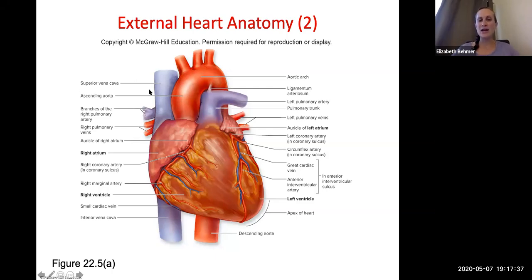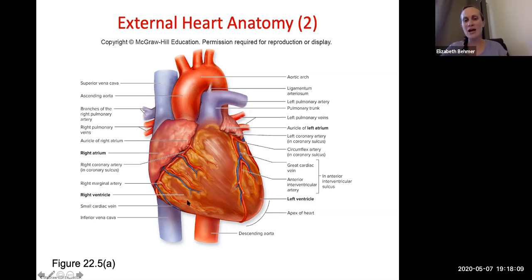Entering into the right atrium, we have a superior vena cava and an inferior vena cava from the bottom. Exiting out of the right ventricle, we'll have a pulmonary trunk that will branch into pulmonary arteries that take blood to your lungs. And then you have 4 pulmonary veins, 2 on either side. You can see these here. These pulmonary veins bring oxygenated blood back to the left atrium from the lungs.